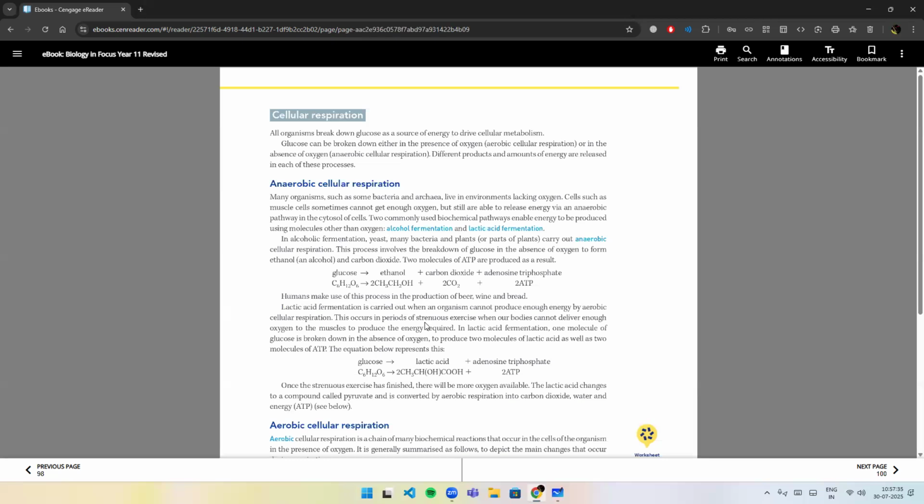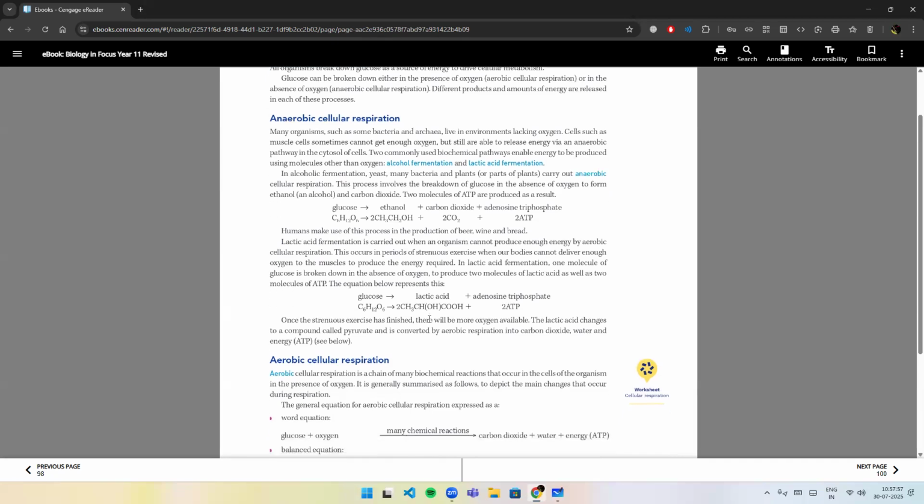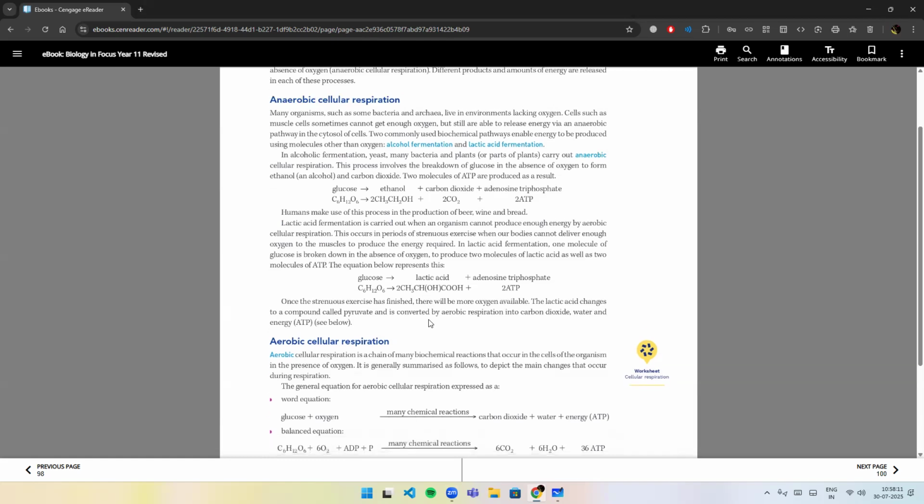Cellular respiration. All organisms break down glucose as a source of energy to drive cellular metabolism. Glucose can be broken down either in the presence of oxygen, aerobic cellular respiration, or in the absence of oxygen, anaerobic cellular respiration. Different products and amounts of energy are released in each of these processes. Anaerobic cellular respiration. Many organisms, such as some bacteria and archaea, live in environments lacking oxygen. Cells such as muscle cells sometimes cannot get enough oxygen, but still are able to release energy via an anaerobic pathway in the cytosol of cells.